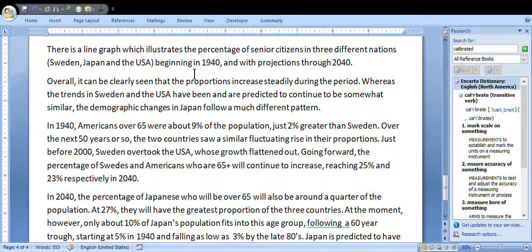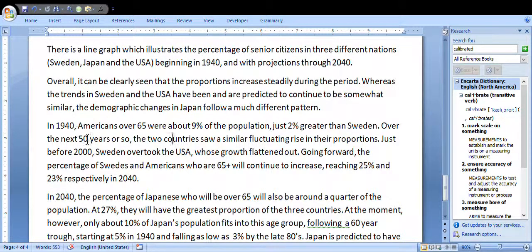Full stop. That's what they call the most important information. But we need more than one thing. We need to try to find 2 things. Here's the second thing. Whereas the trends in Sweden and the USA have been and are predicted to continue to be somewhat similar, making a comparison. These are similar. The demographic changes in Japan follow a much different pattern. Now, I could say have followed and will follow a much different pattern, but this is still understandable, and I don't want to go over my word count.